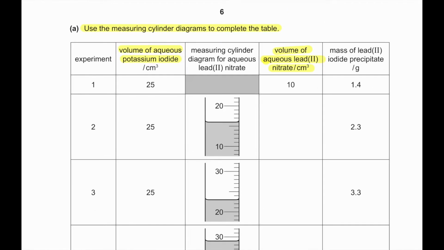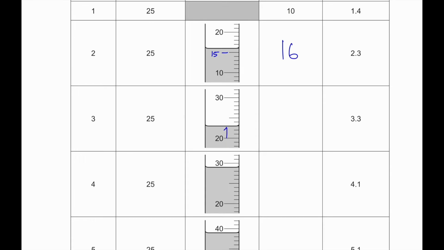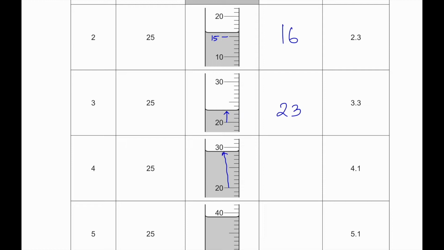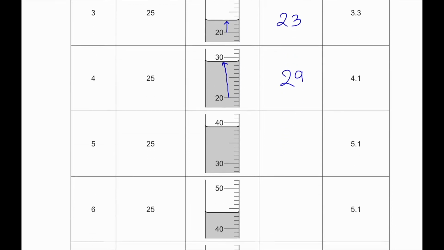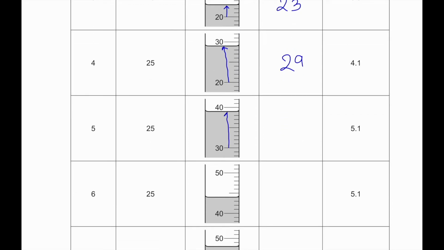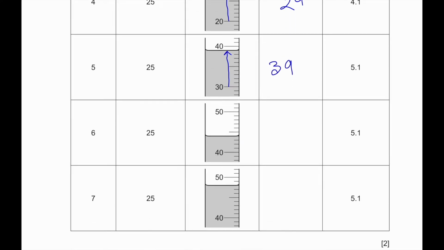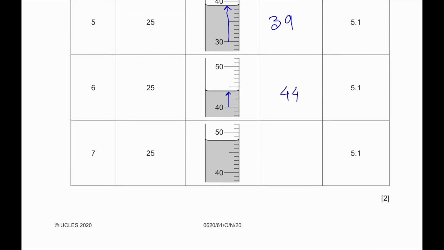Alright, so the volume of aqueous lead 2 nitrate that we added should be calculated from here. So we can see this is 15, so 16. We can see the volume is 23. The volume is 29. We'll have to read in this direction. So volume is 39. Then we can see 44. And we can see 48.